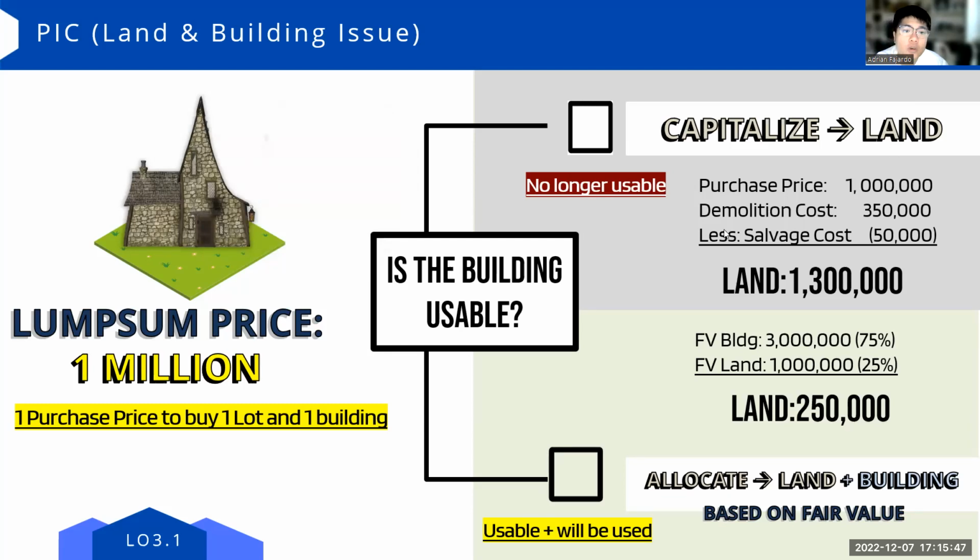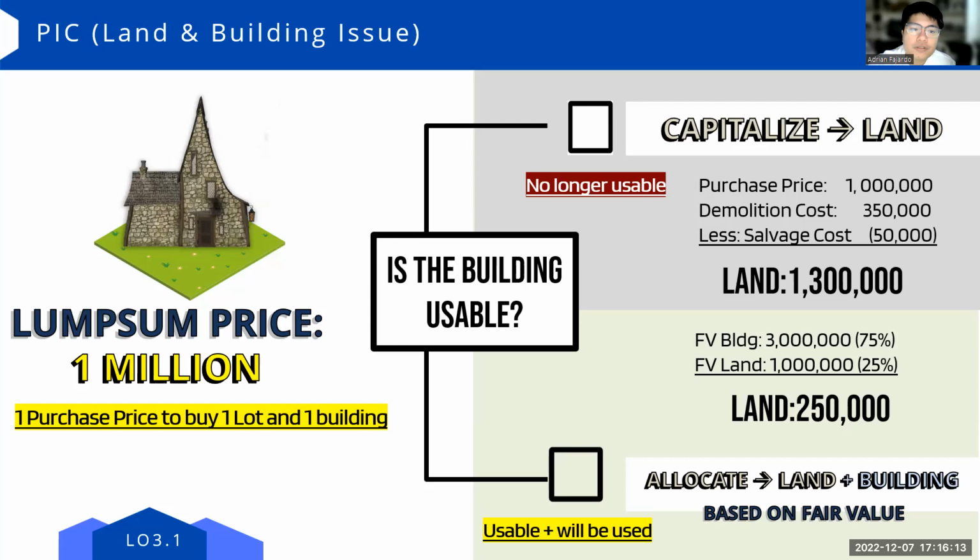And then, usually, pag no longer usable, pinapa-demolish mo yung building. So, demolition cost, less the salvage cost, meaning, I spent 350,000, oy, gibain nyo yung old building, gusto ko gamitin yung land. And then, out of the rubble, binenta mo yung wood, binenta mo yung concrete na nakuha nyo for 50,000. So, tumubo ka ng 50, pero gumastos ka ng 350,000.